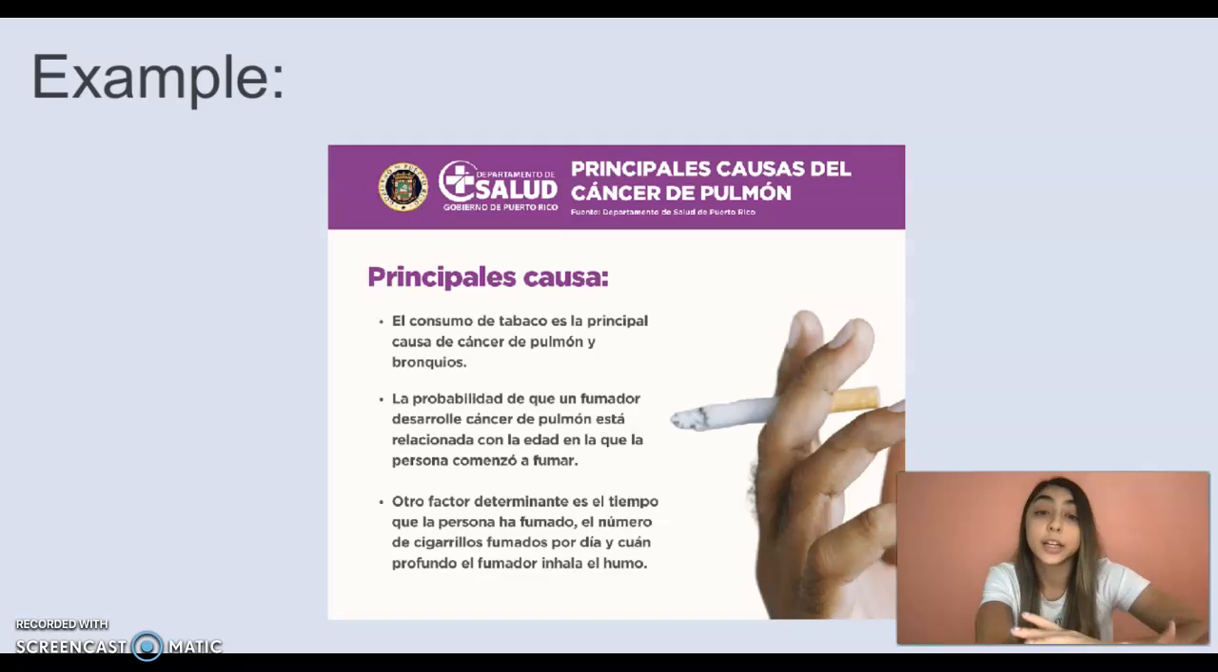And the second example was also found on Facebook, and this one talks about the main causes of lung cancer. The main cause of lung cancer is tobacco smoking, and this advertisement seeks to call smokers to understand all the negative consequences of smoking and what can cause it. So through the lung cancer, they try to scare those who smoke and convince themselves to not smoke anymore.